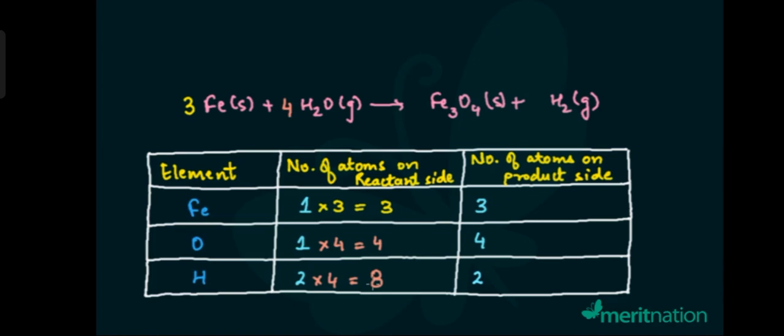So for that, we will simply multiply hydrogen on the product side with 4. And that is going to increase the number of hydrogen atoms from 4 to 8. And here we have the complete balanced chemical equation between iron and steam.